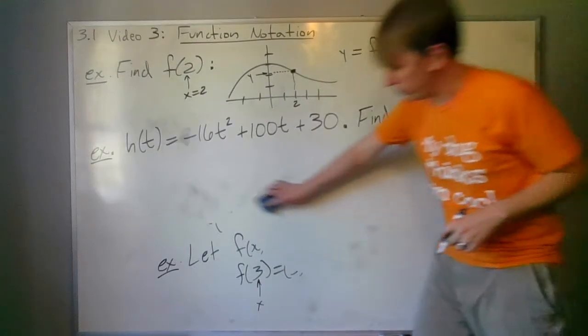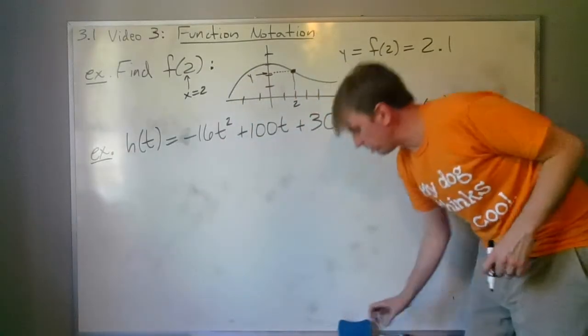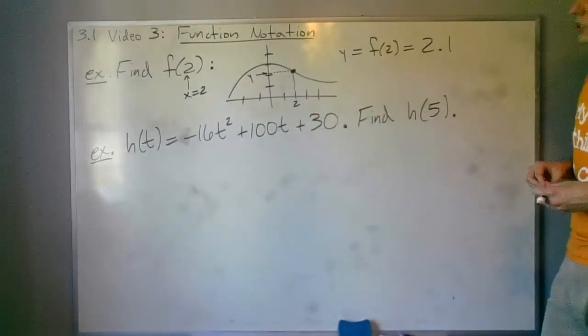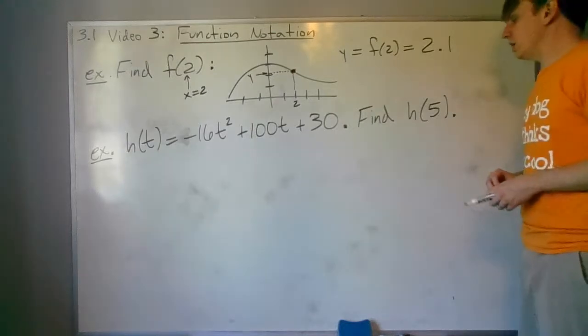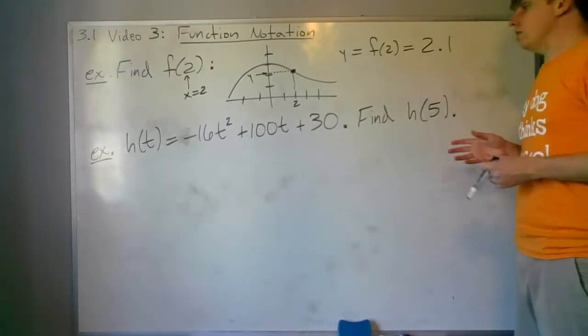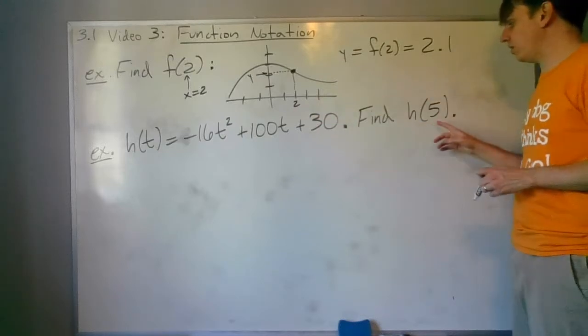Okay, so this represents a height formula. I'm not going to write down units or anything, but this is actually a height function in US units, so feet and seconds. But that's irrelevant. We're given a formula for the function. It asks us to find h of 5.